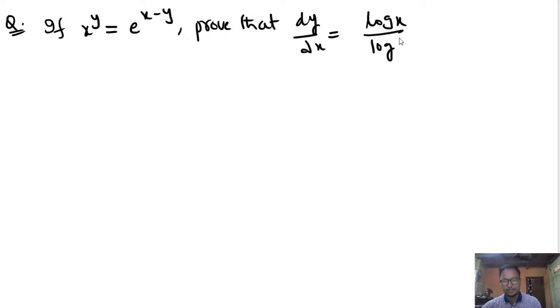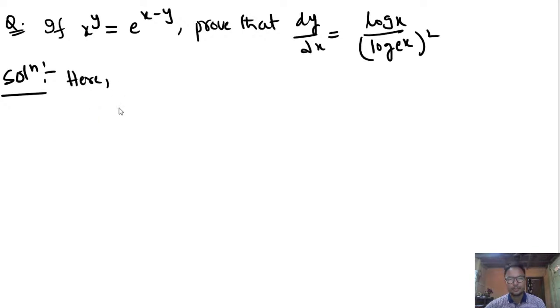Here, as you see, how to prove this? This is a log question. So given x to the power y equals e to the power x minus y. Since the variables are in the power, we have to take log on both the sides.